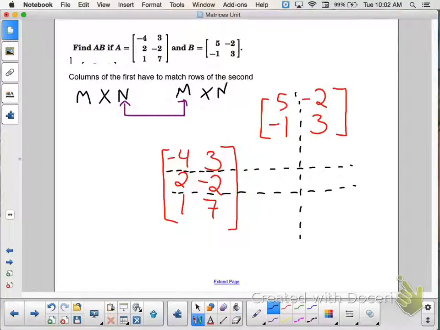That tells me that my answer matrix will have this many columns, two columns, and then this many rows. So I'm going to make my answer matrix be in green. Now we can talk about how to actually multiply the matrices.